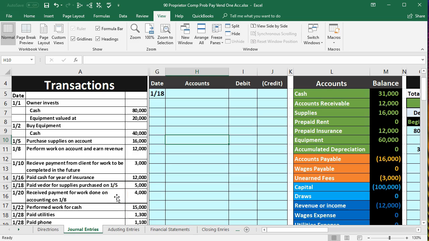In this presentation, we will continue on with our comprehensive proprietorship problem. We're going to be recording the transaction on January 18th.